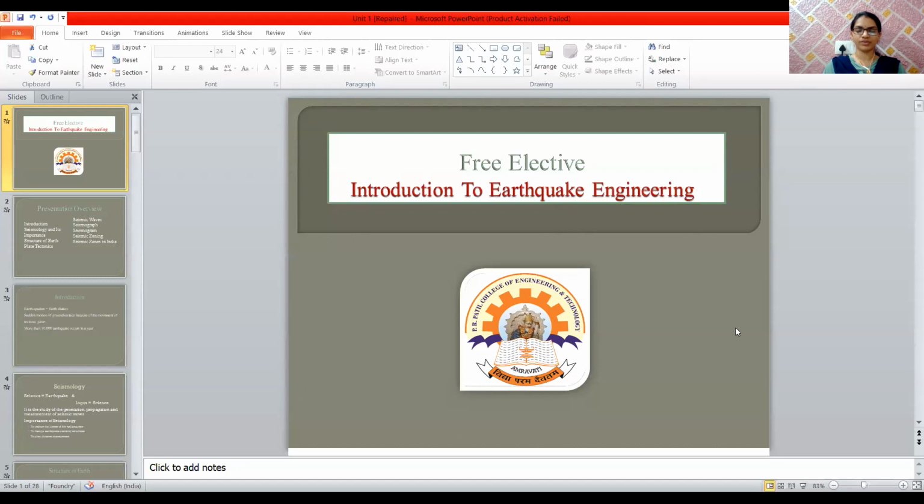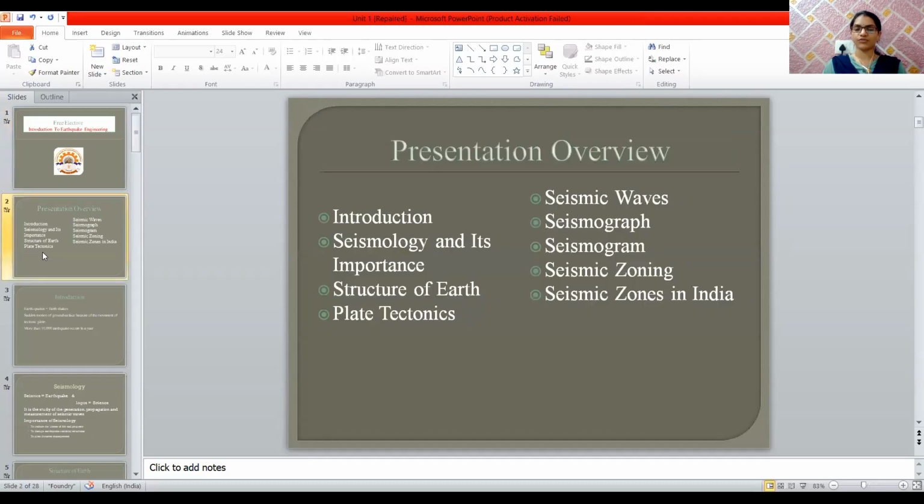Myself, Professor Rashmi Sharat Bagru from the Civil Department at PR Pote College of Engineering and Management, Amravati. We are discussing the topic of introduction to earthquake engineering. In this topic, we are discussing various points of earthquake engineering. These are common and very interesting topics of engineering. First of all, introduction of earthquake, next seismology and its importance.